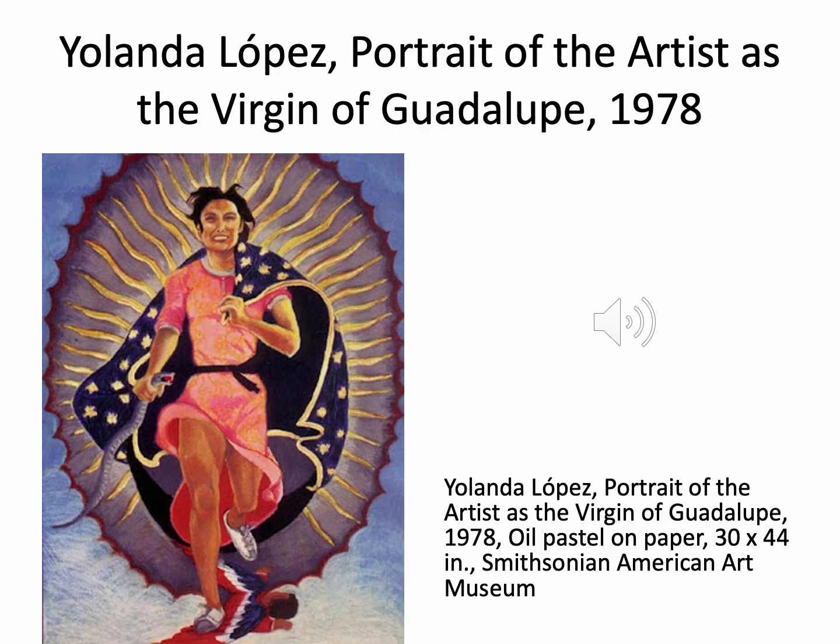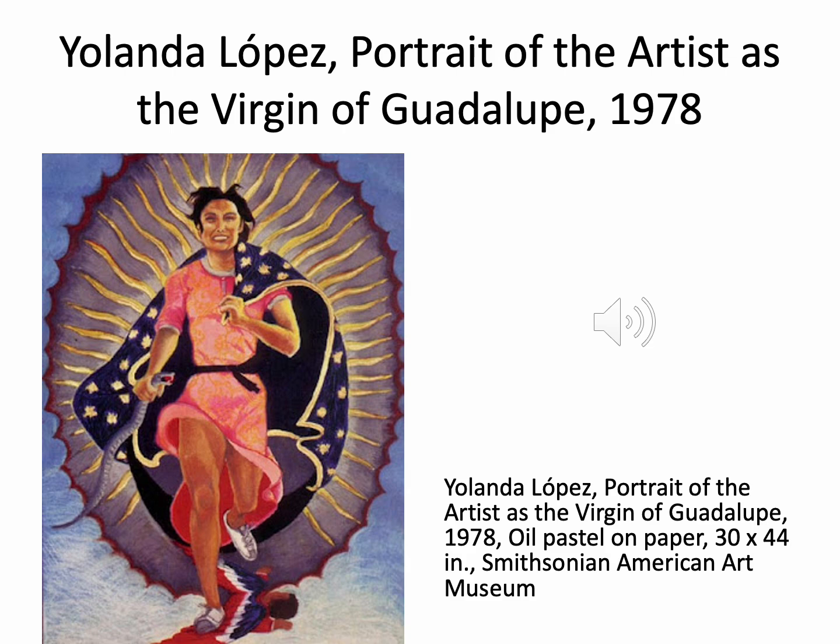Yolanda Lopez's Portrait of the Artist as the Virgin of Guadalupe flips a sacred symbol on its head, reimagining the Virgin not as a passive, pious icon, but as a strong, joyful Chicana woman sprinting forward in sneakers. Painted in 1978, this self portrait is a bold act of feminist reclamation. Lopez drapes herself in the Virgin's traditional stars and blue cloak, but casts aside the usual solemnity. Her expression is lively, her muscles are visible, and her role is active. She's not praying for salvation, she is the power.